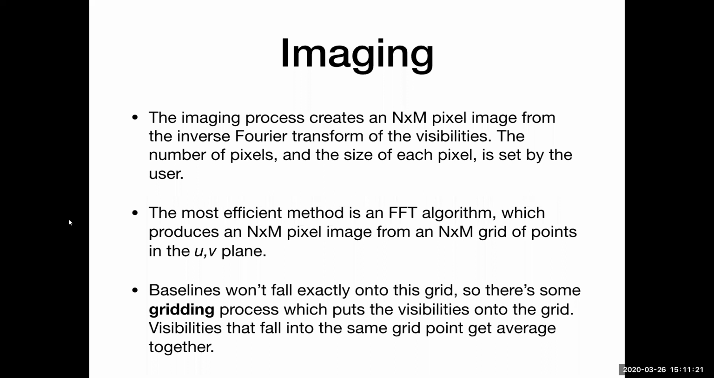So let's go back to the discussion that we ended on last week on imaging. I had this slide last week, but just a quick refresher. The imaging process involves making an image with some number of pixels, and we get this by applying an inverse Fourier transform to the visibility data that we have. The user then sets how many pixels and how large they want each pixel to be.